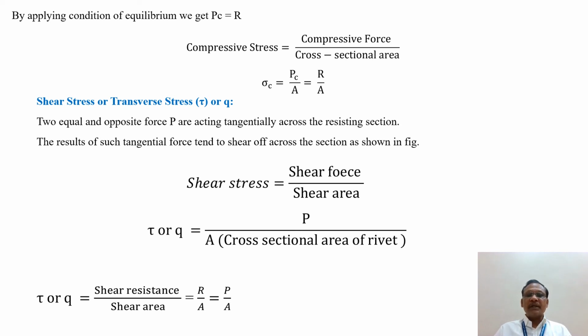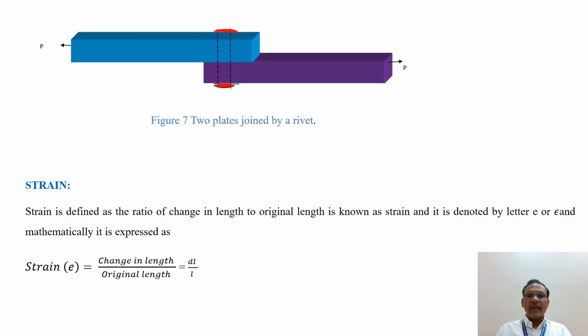So shear stress is the shear force upon the shear area, and shear stress is denoted by tau or Q, which is equal to P divided by the cross-sectional area of the rivet. That is, shear resistance divided by the shear area, which is R divided by A, equal to P divided by A.